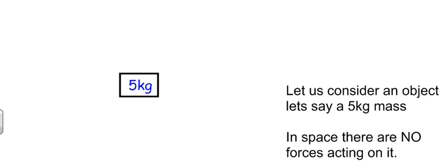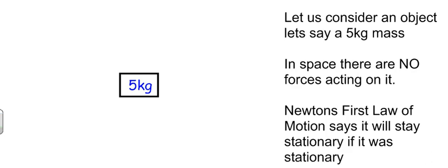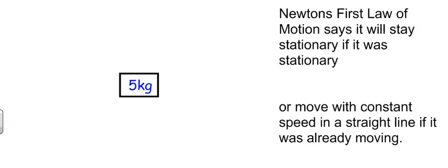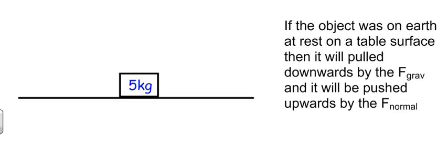To explain the motion of any object, we call upon Newton's 3 laws. In this case, as there are no forces acting on the object, we call upon Newton's first law. Newton's first law of motion says that it will stay stationary if it was stationary, or move with a constant speed in a straight line if it was already moving.